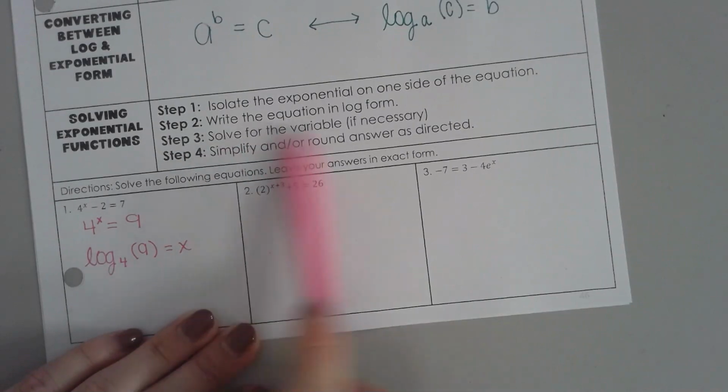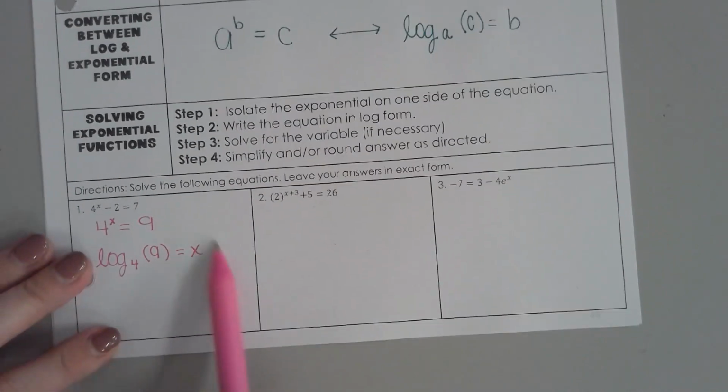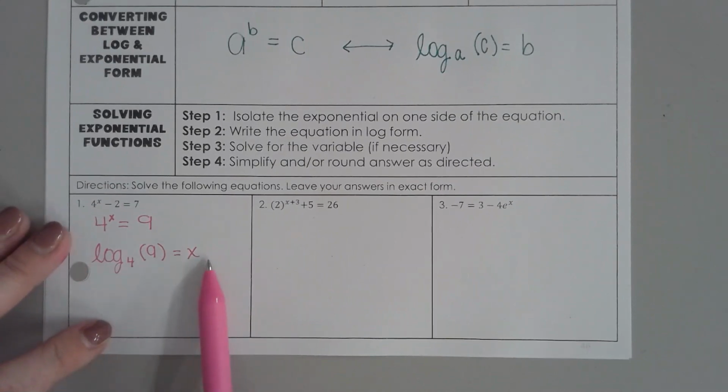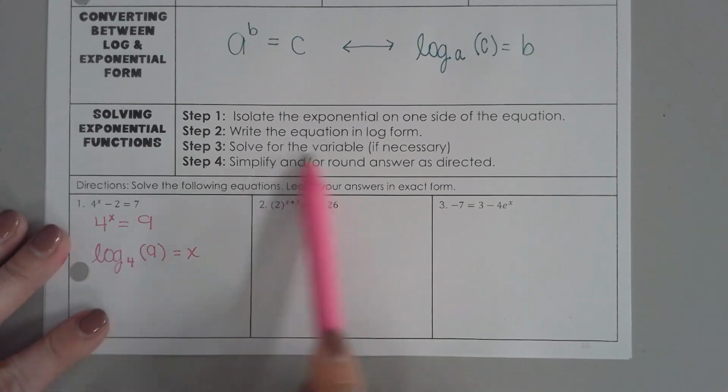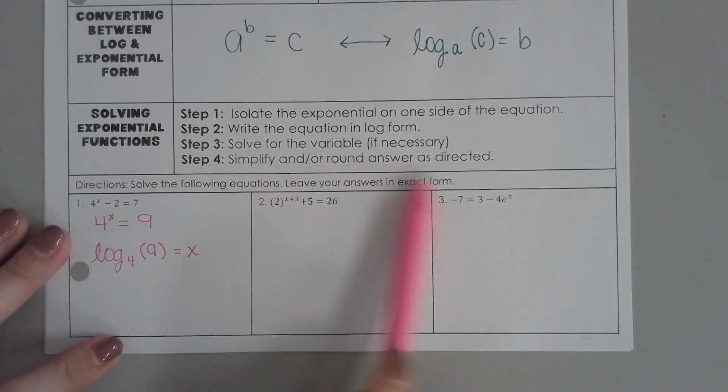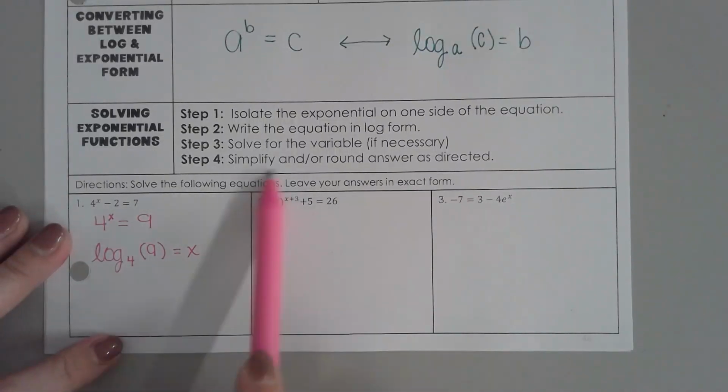Step 3 says solve for the variable. So we will see an example where I don't have just x by itself. In this case, I do. So step 3 is done. Step 4, simplify or round as directed. This one says leave it in exact form.